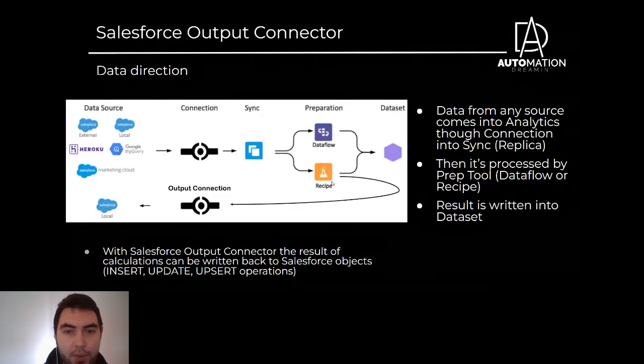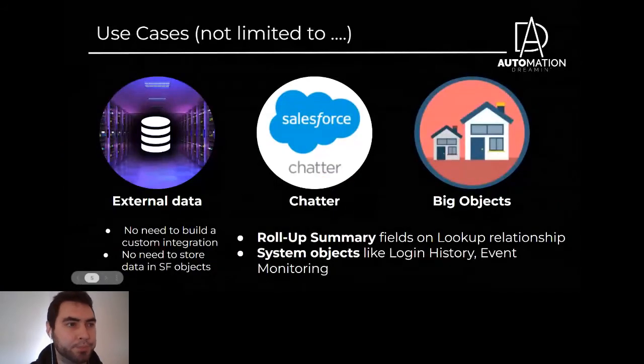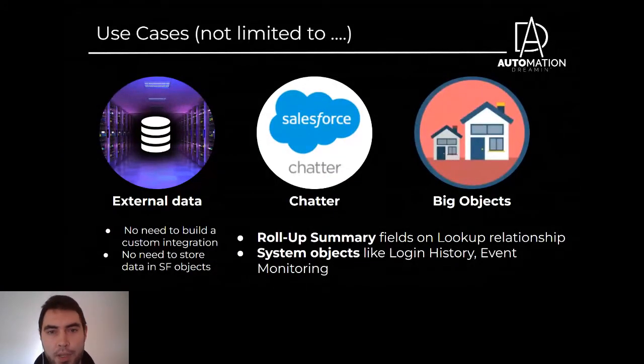It's a normal flow, but with Salesforce Output Connector, we can write whatever we calculated in a recipe back to a Salesforce object. So what are the use cases when we can use Salesforce Output Connector for data manipulation in Salesforce?